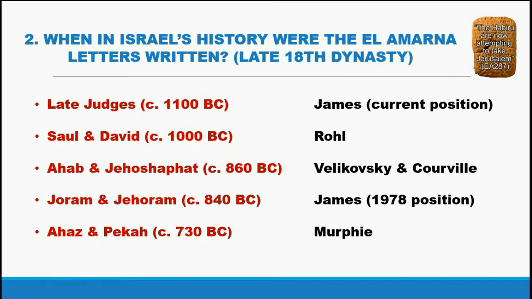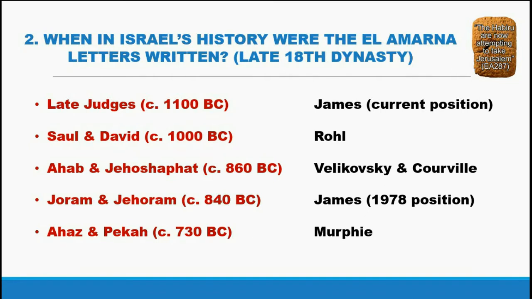Now, Peter James abandoned this view when he felt that too much compression was required in the later dynasties to justify such a late date for the 18th dynasty, and he now places the time of the Amarna letters in the time of the late judges around 1100 BC. David Rohl places the time of the letters in the time of Saul and David, when they were expanding their control over other inhabitants of the land.